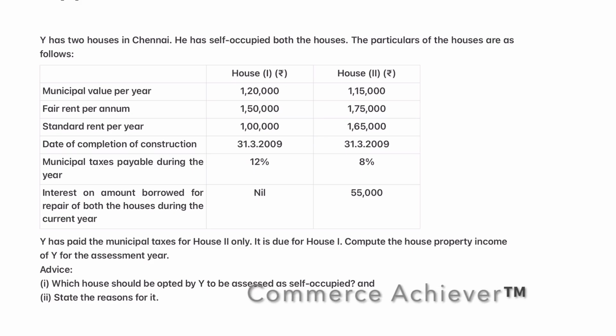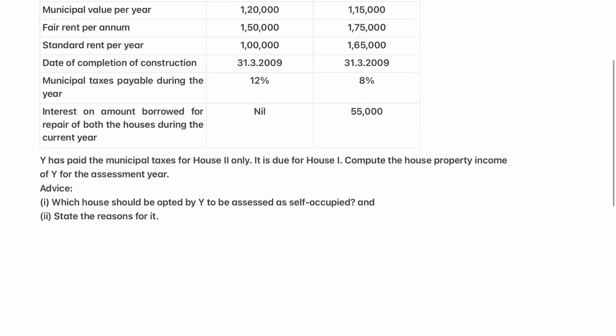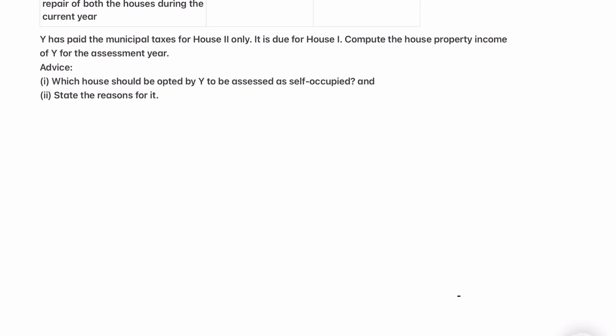Compute the house property income of Y for the assessment year, and advise which house should be opted by Y to be assessed as self-occupied, and state the reason. Before going ahead with the solution, I would like to help you connect this with the amendment, and then we will see how to select the property as self-occupied and deemed to be let out.